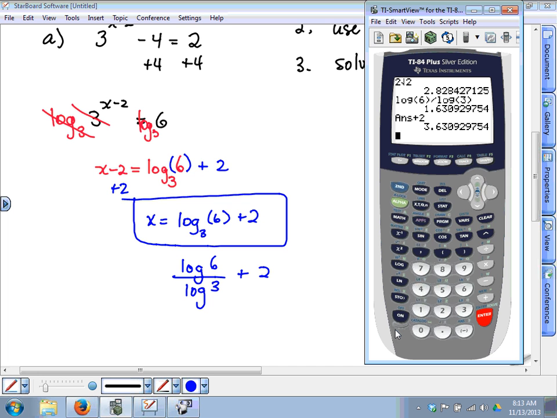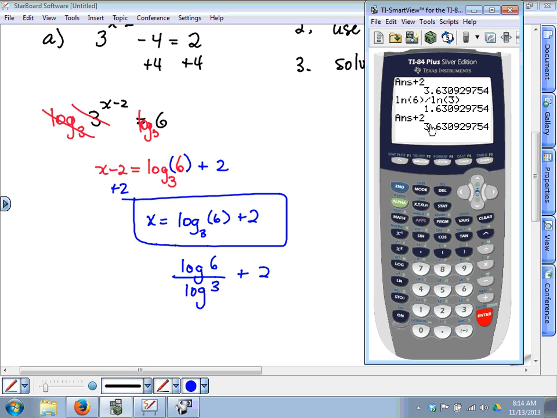Now, I don't know if you caught this last time, but I did say it as we were leaving. Do you have to use change of base with the log base 10? Remember what I said last time? You could also do the change of base formula with a natural log. If you had used this ln button, natural log of 6 divided by natural log of 3, and then add 2 afterwards. Hit enter, then add 2, 3.63. So using the change of base formula works with either the common log or the natural log.